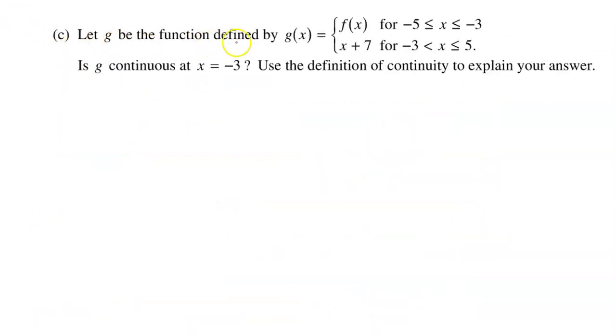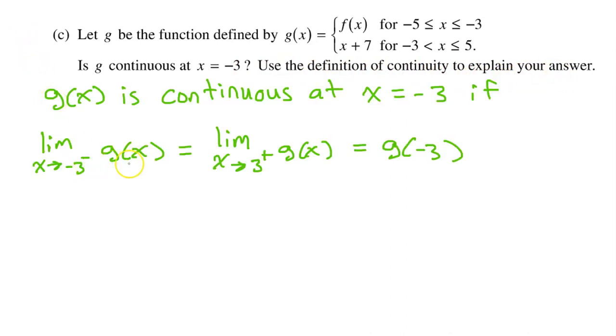Part C. Let g be the function defined by g of x equals, well, all of this. Is g continuous at x equals negative 3? Use the definition of continuity to explain your answer. Here are some notes that you will need in order to answer this question. G of x is continuous at x equals negative 3 if the limit as x approaches negative 3 from the left equals the limit as x approaches negative 3 from the right, which equals the value of g at negative 3. So our strategy will be, let's find each one of these three values and see if they're all equal.